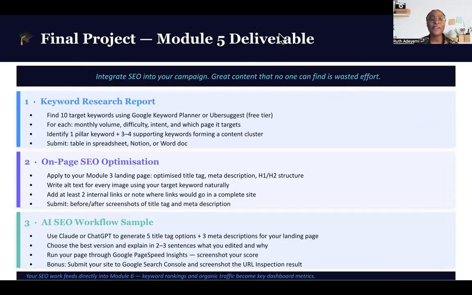Okay, I guess we still have one more slide, but this is just your deliverable. For Module 5, you already know this because I've talked about it as I was going through the slides. Do your keyword research. You could use AI to assist you with that, and I've explained what you need to do there. What you're submitting is a Word document. You're not using a spreadsheet or Notion. For your on-page SEO optimization, everything will go in that one Word document. And for your AI SEO workflow sample, put everything together in that Word document as well.